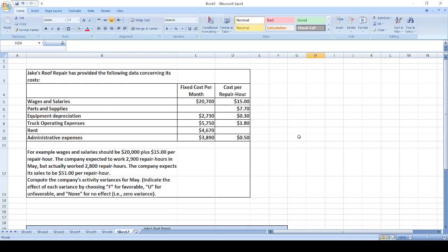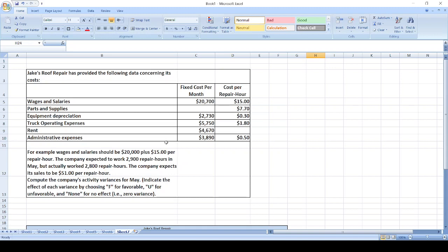Hey guys, the question is: Jake's Roof Repair has provided the following data concerning its cost. Fixed cost per month and cost per repair hour for wages and salaries, parts and supplies, equipment depreciation, truck operating expenses, rent, and administrative expenses. For example, wages and salaries should be $20,000 plus $15 per repair hour.